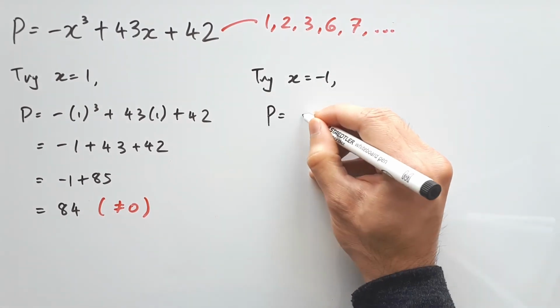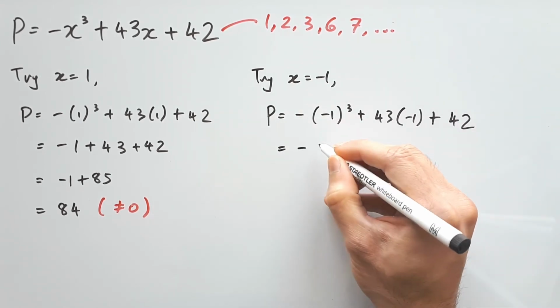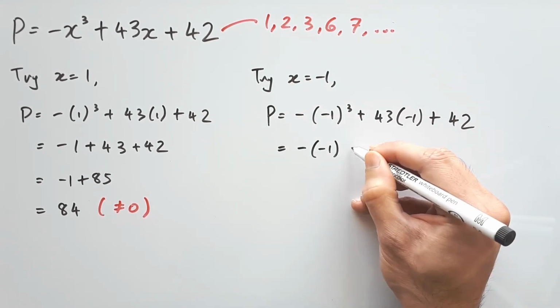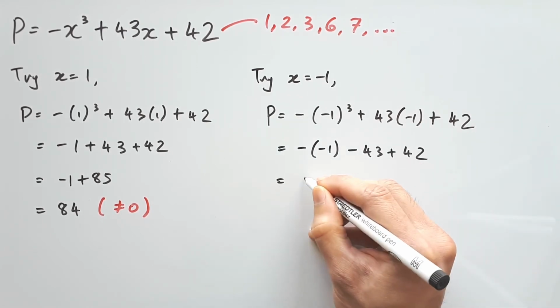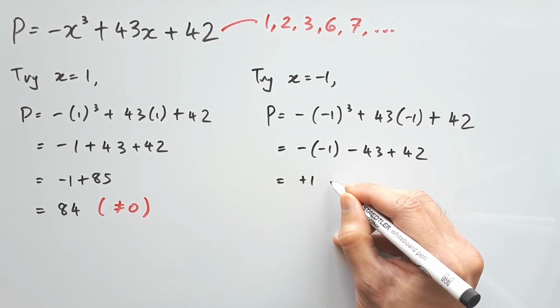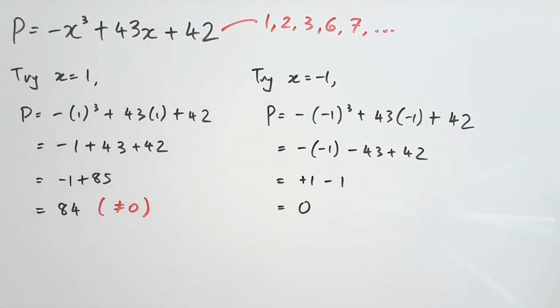If we sub in negative 1 into the polynomial, negative 1 cubed just stays as negative 1. Negative 1 times 43 turns that into a minus 43. And since there's a negative at the front of the negative 1, that also changes it into a positive. So you have a plus 1 minus 1, which gives you 0.